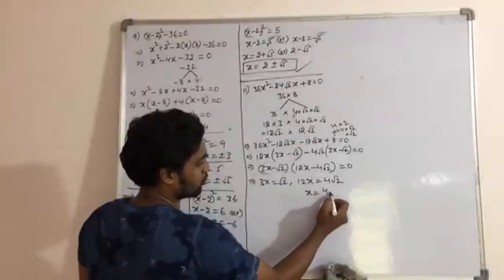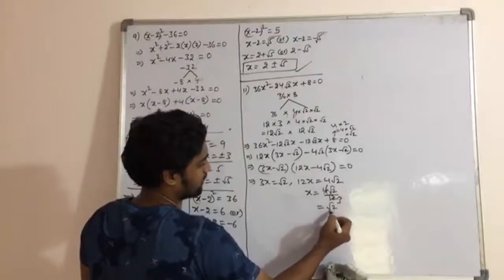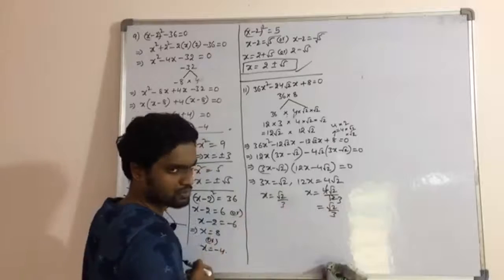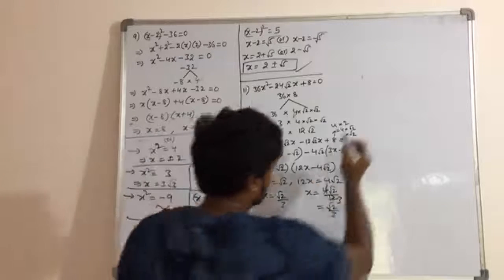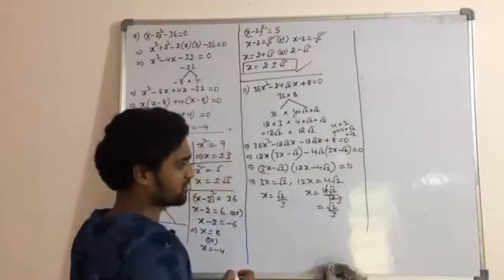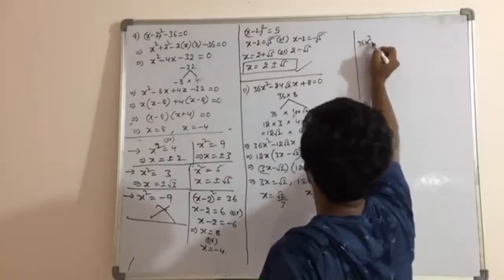X is equal to 4 root 2 by 12. So root 2 by 3. Root 2 by 3. So equal solution. So we missed something here. We missed a very basic point. Observe that.